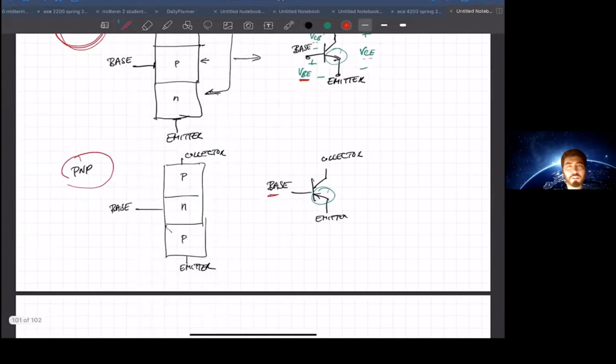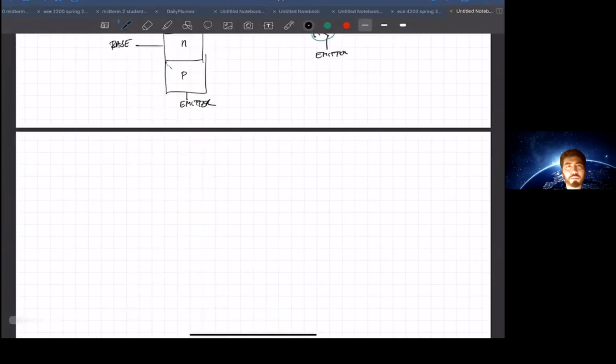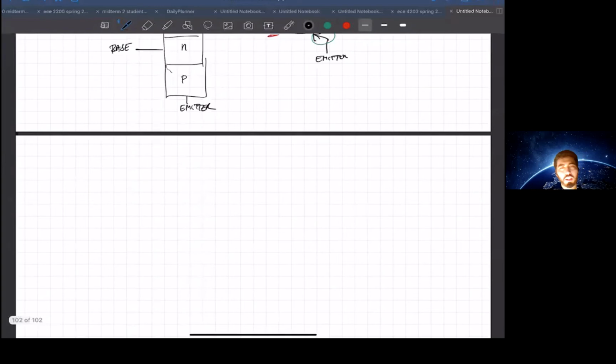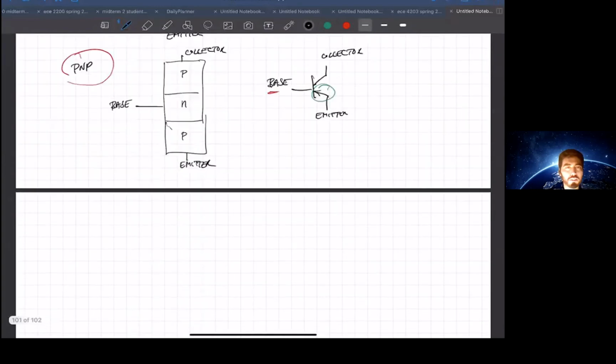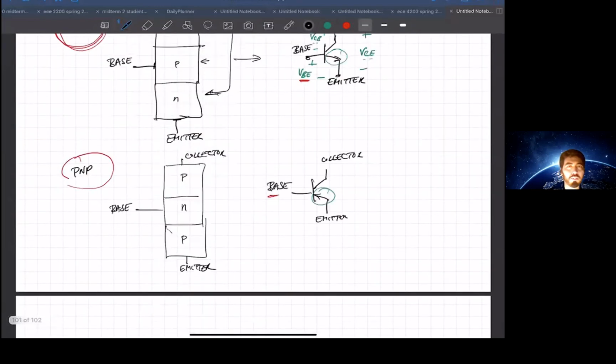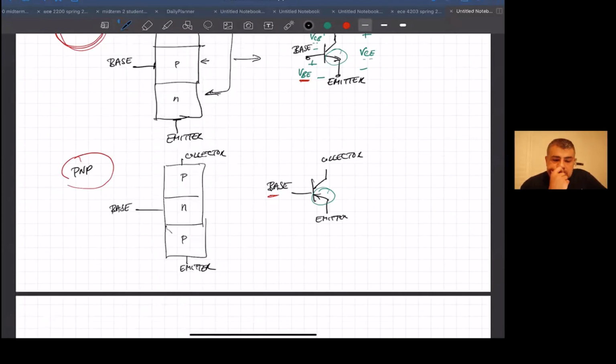Professor, I do have a question if you don't mind. Sure. I know that the names are probably just arbitrarily given, but could you elaborate a little bit on why the names are given, like collector, base, and emitter?